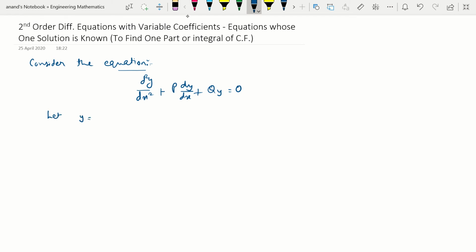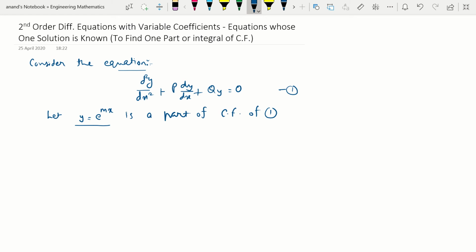Now here we will assume that y equals e to the power mx is a part of the complementary function of the first equation. Since we have assumed that y equals e to the power mx is a part of the complementary function, on the basis of this we will determine the condition, which in problems we will apply to determine a part of the complementary function.